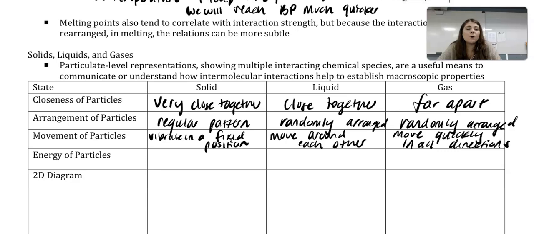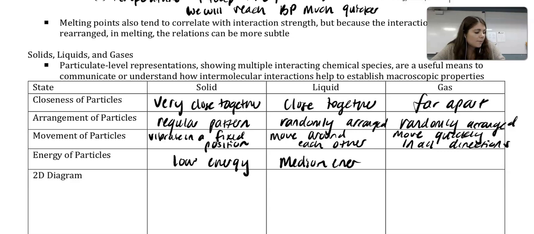Next, the energy of particles. This is going to correlate to thermodynamics, but we're going to talk about this later on within the class. Solids are going to have our lowest energy, while liquids, we can say greater energy or medium energy. Just for the sake of going low, medium, high, I'm going to put medium. And then gases are going to have high energy. And again, this can correlate with a lot of things.